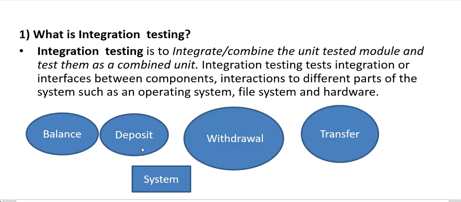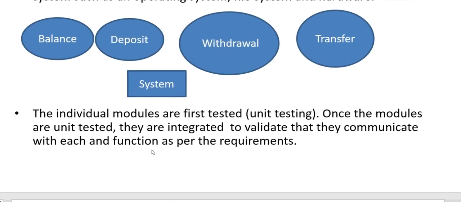system, and hardware. Now here you have different modules. Suppose you're testing a bank application, you have balance module, deposit, withdrawal, transfer, and you have tested them individually. So then you test them by putting them together and also with the system. It can be an operating system, file system, hardware. So you integrate everything together and test it as a whole.